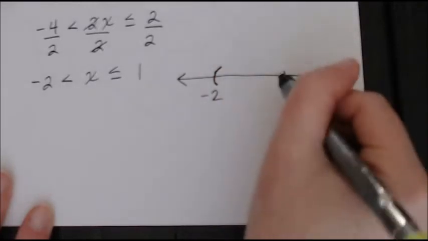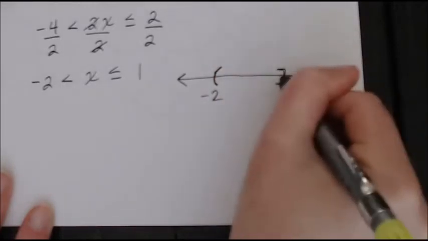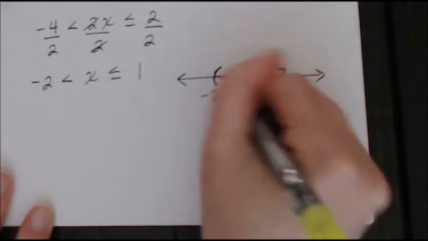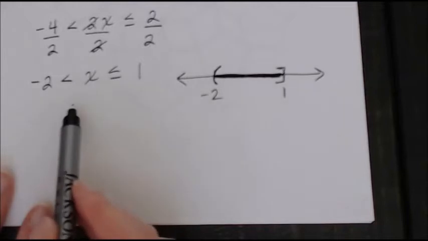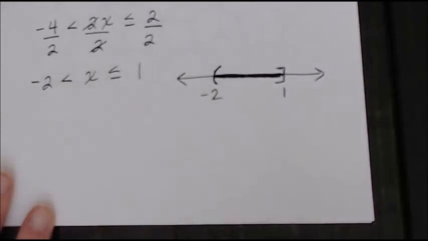I did want to include the 1, so I'm going to put a bracket on that end, and we want everything between the 2. So this compound inequality means I want all my solutions to be between negative 2 and positive 1, not including negative 2, but including positive 1. What would this look like in interval notation?